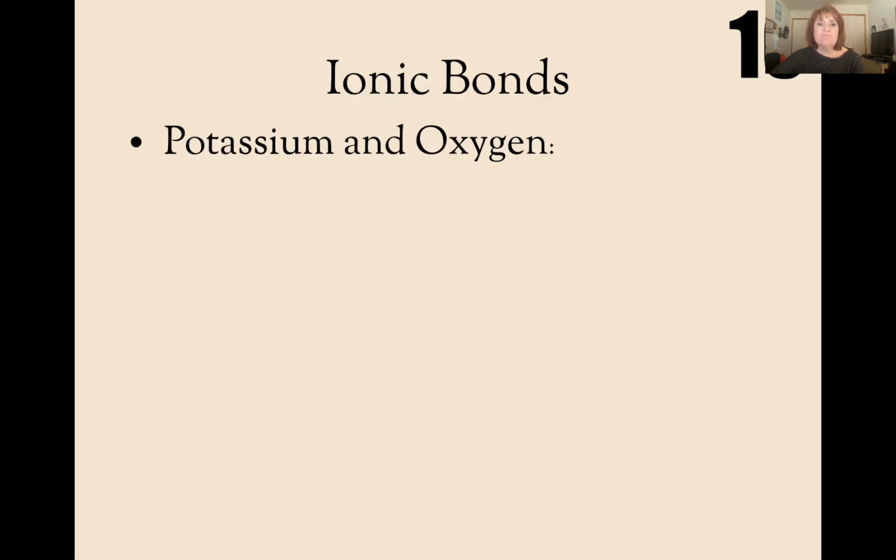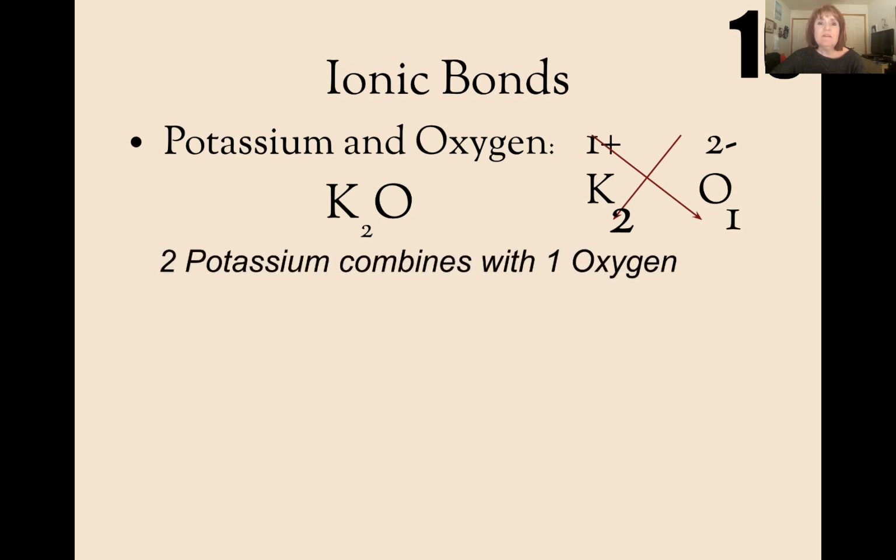Potassium and oxygen. Now, potassium has an oxidation of 1 positive and oxygen has an oxidation of 2 negative. So how do those two go together? Well, the oxidations actually crisscross. The 2 from oxygen comes down to be with potassium, and the 1 from potassium comes down to be with oxygen, and we write the formula of K2O. That's where those numbers, those subscripts, come from. That means it requires 2 potassium to combine with 1 oxygen.